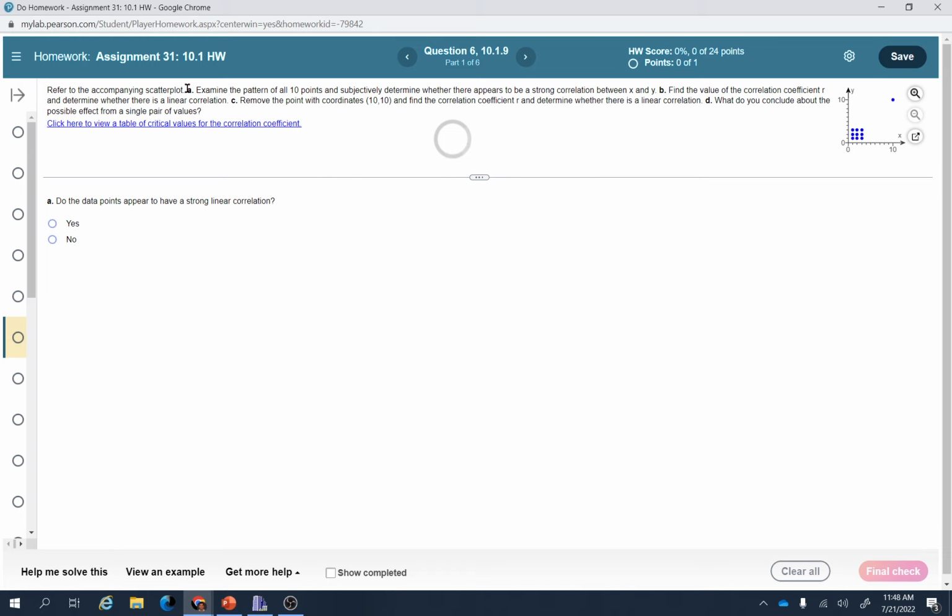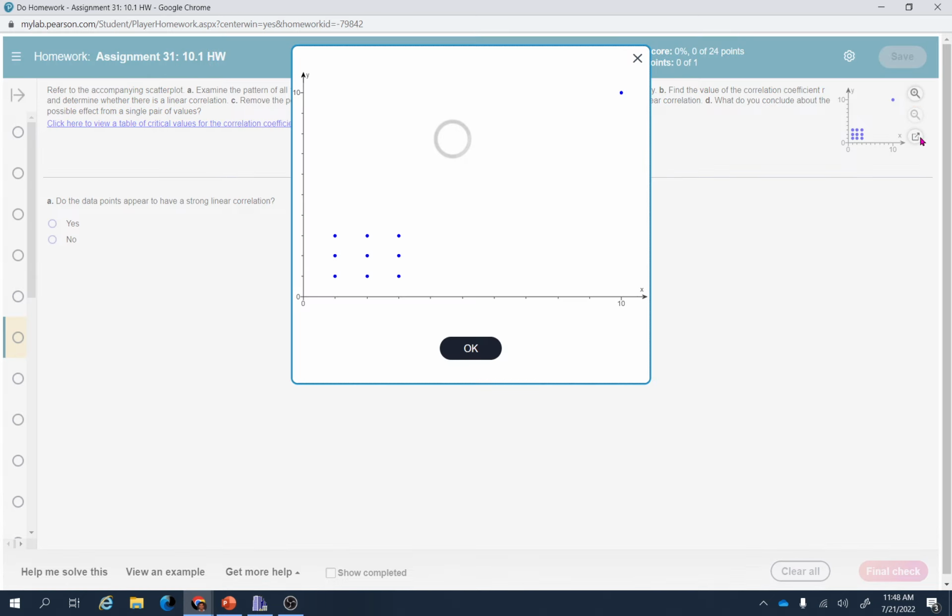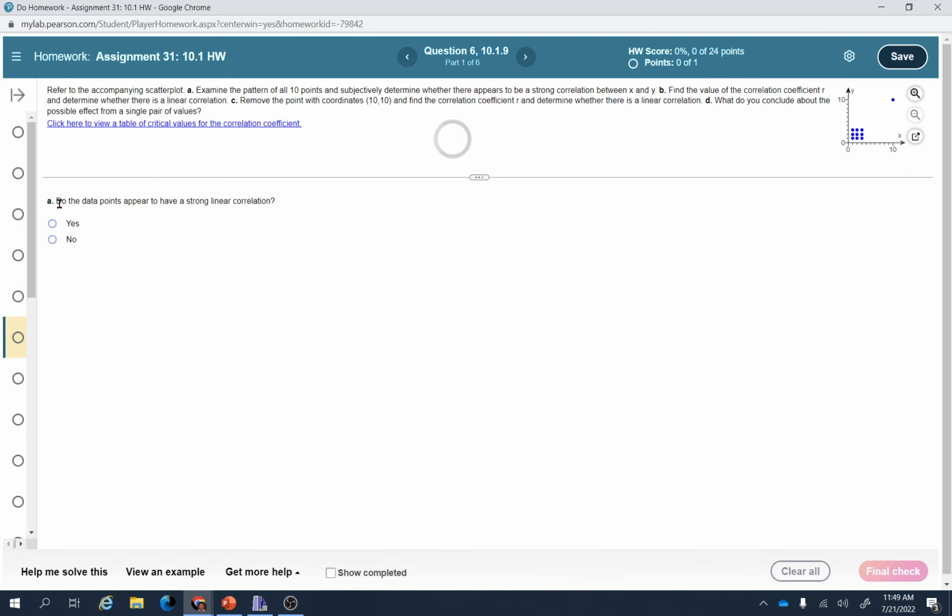For part A, we need to examine the pattern of the 10 points and subjectively determine whether there appears to be a strong correlation between x and y. If you look at this data, when x is 1, the y is 1, 2 and 3. When x is 2, there are 3 points, y value is 1, 2 and 3. When x is 3, the y value is 1, 2 and 3. And when x is 10, the y value is 10. So there are 10 data points. Do the data points appear to have a strong linear correlation?